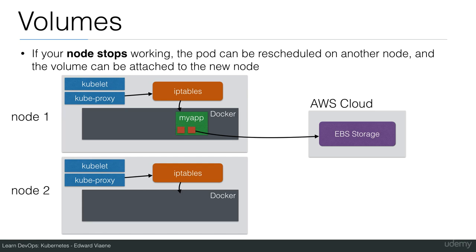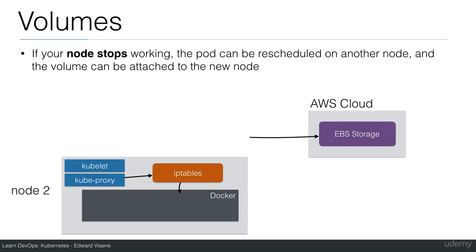Let me show you an AWS EBS example. If your node stops working, the pod can be rescheduled on another node, and the volume can be attached to the new node. So here we have node 1 and node 2. Node 2 doesn't have any pods. Node 1 has my app, and my app is using EBS storage. Let's say that node 1 completely disappears. Then my app will be rescheduled on node 2, and the container will link the EBS storage again, so that my app can access the data that was written on this EBS storage, which is safe and outside the cluster. So this works, but only when those nodes are in the same availability zone.